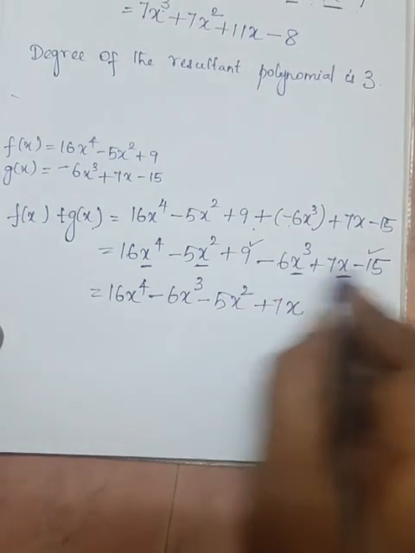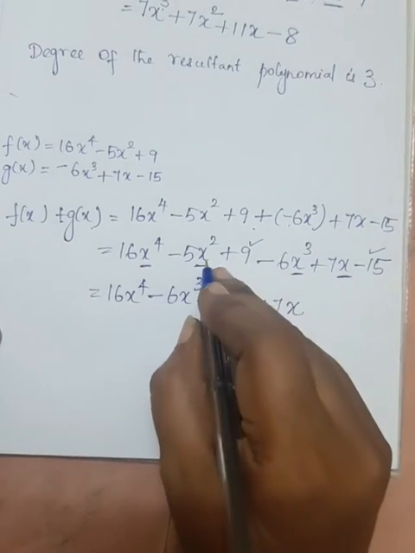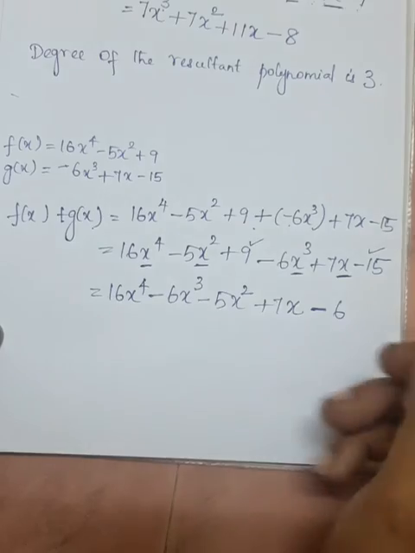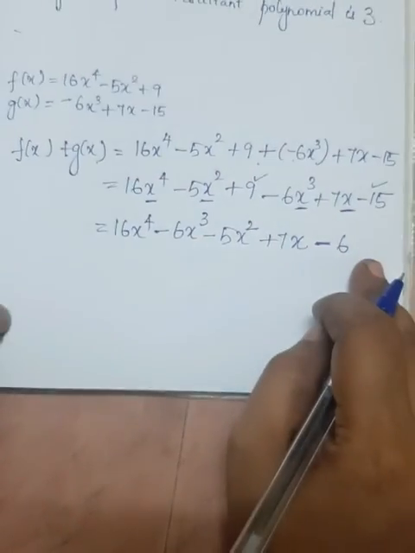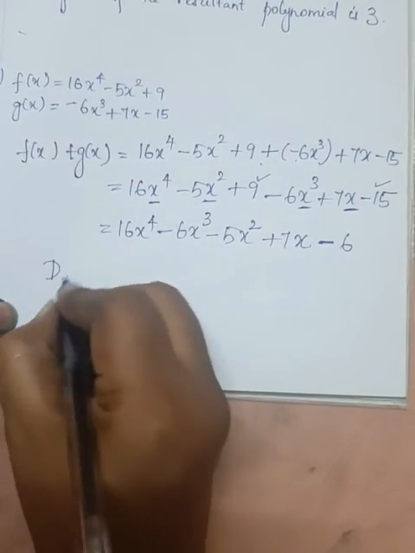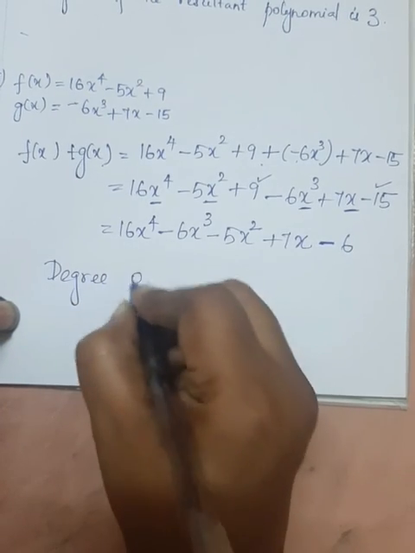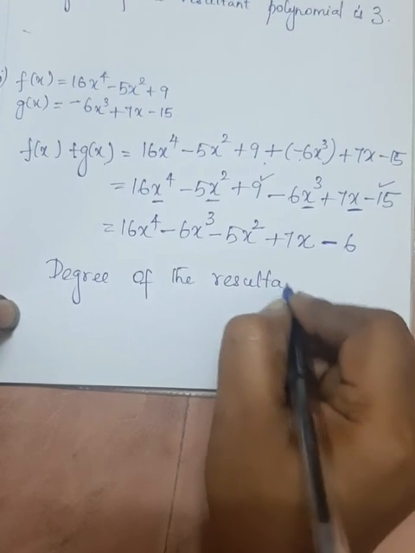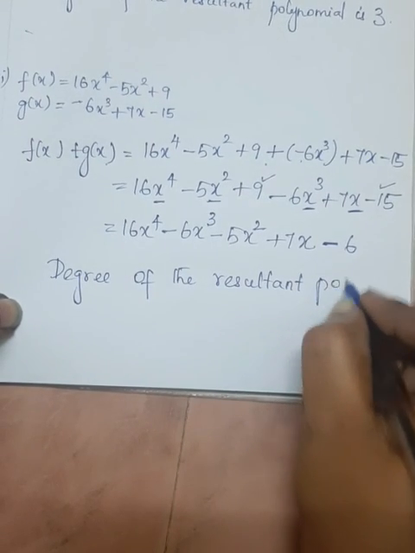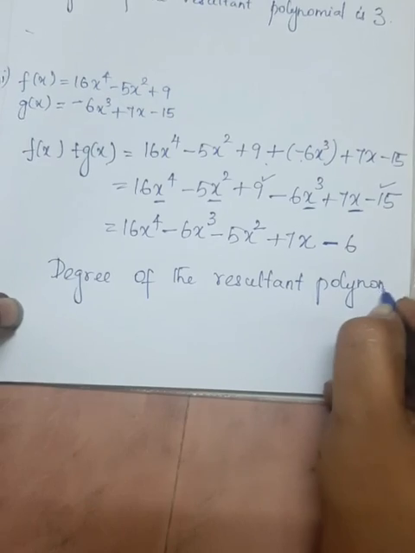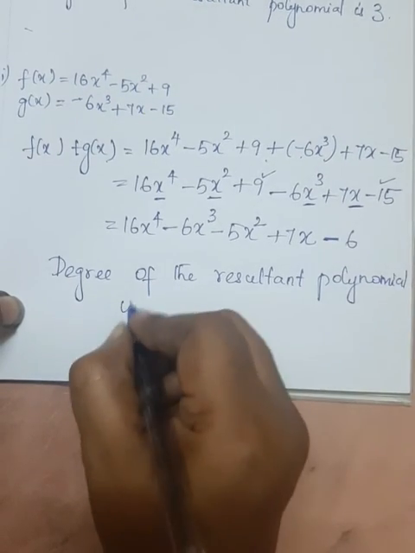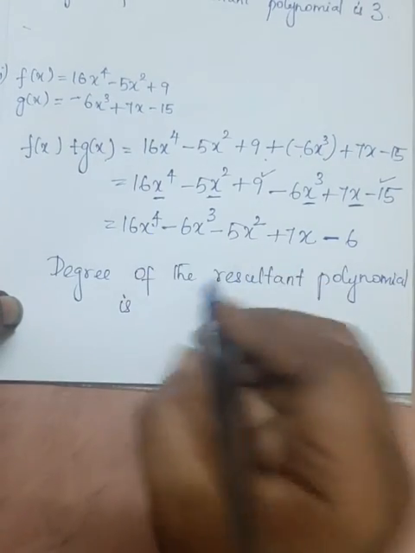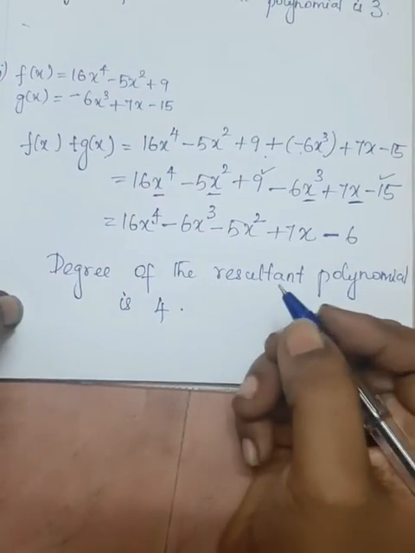Different sign. Different sign means subtract. 15 minus 9 is 6 and put the greater number's sign. So it is minus 6 is the answer. So this is the answer for this. Now you have to write the degree. The degree of the resultant polynomial is the highest power, yeah? Which is the highest power in this answer? 4 is the highest power. This is the answer.